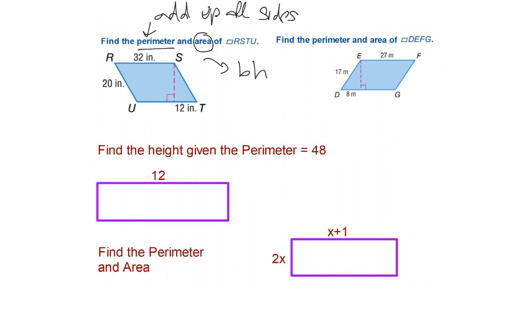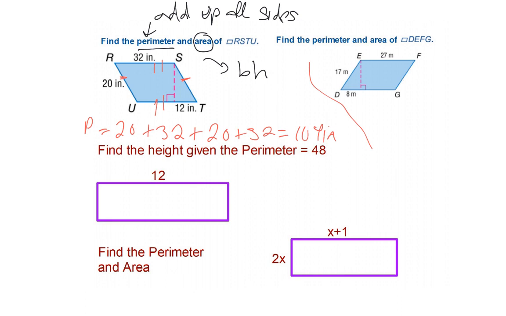So we want to find perimeter and area. So in a parallelogram, remember the opposite sides are congruent. So for the perimeter, we have 20 plus 32 plus 20 plus 32. And that gives us a perimeter of 104 inches. But we also have to find the height.